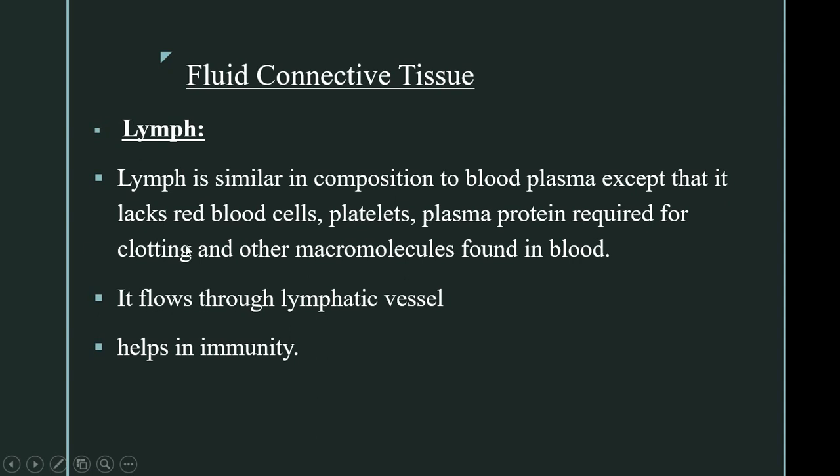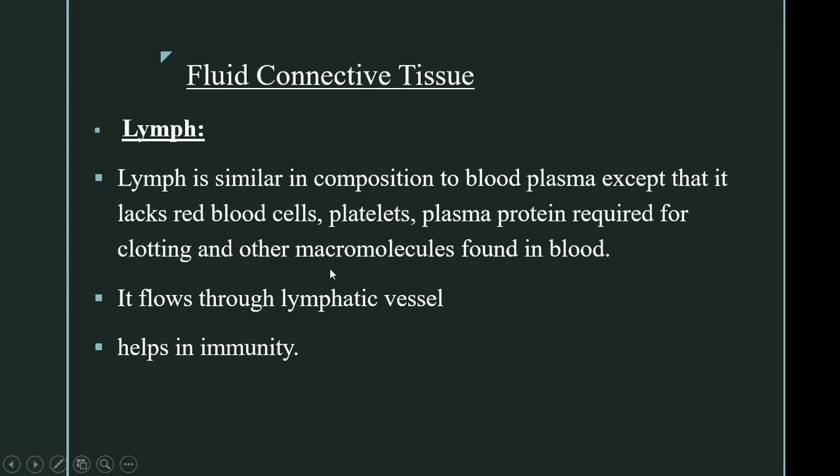The second type of fluid connective tissue is lymph. We have studied about blood. Second is lymph. Lymph is similar in composition to blood plasma, except that it lacks RBCs, platelets and the proteins required for clotting. That is, it lacks the RBC and platelets, the plasma proteins required for clotting, and other macromolecules found in blood are not seen in the lymph.